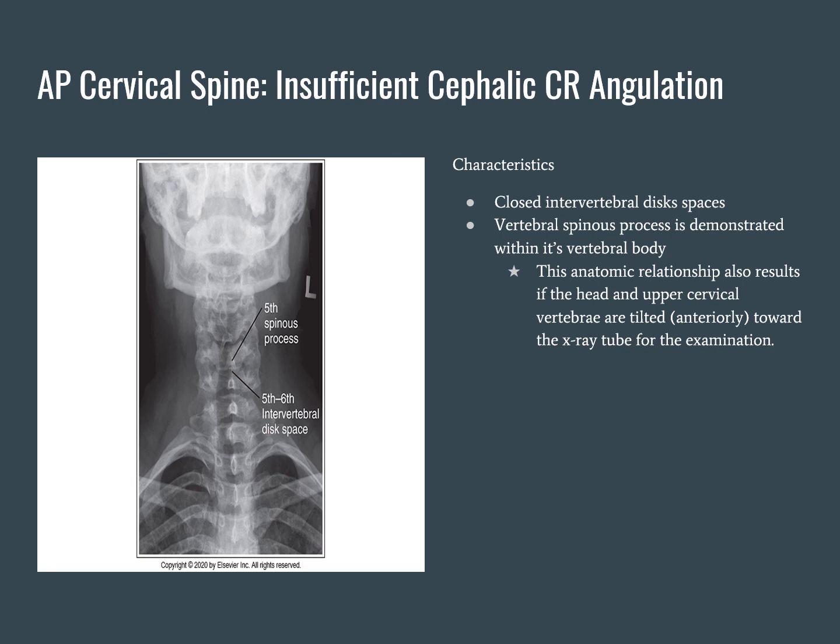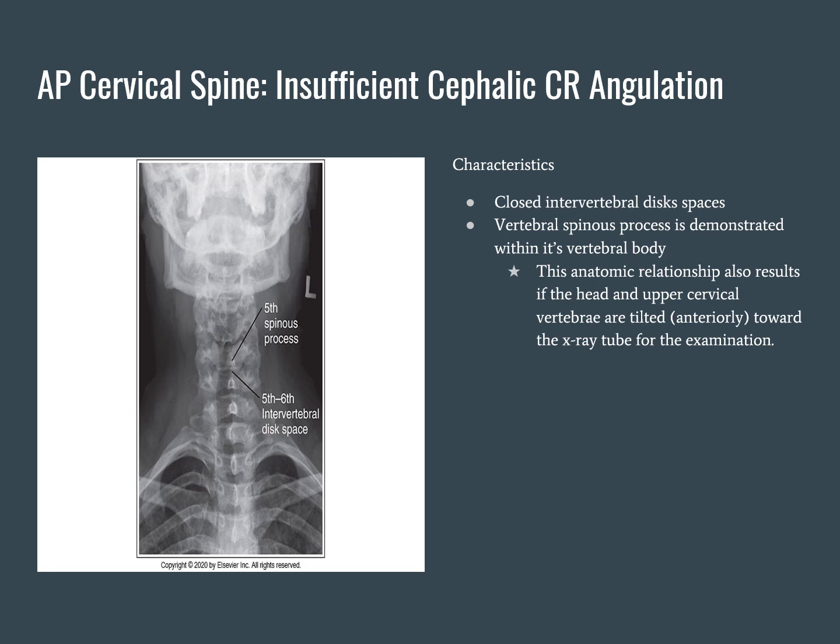In an AP axial C-spine with insufficient central ray angulation or no angulation used at all, the resulting projection demonstrates closed intervertebral disc spaces. Each of the vertebral spinous processes are demonstrated within the vertebral body, as you can see demonstrated here, whereas each of the vertebral spinous processes should be visualized at the level of its inferior intervertebral disc space.